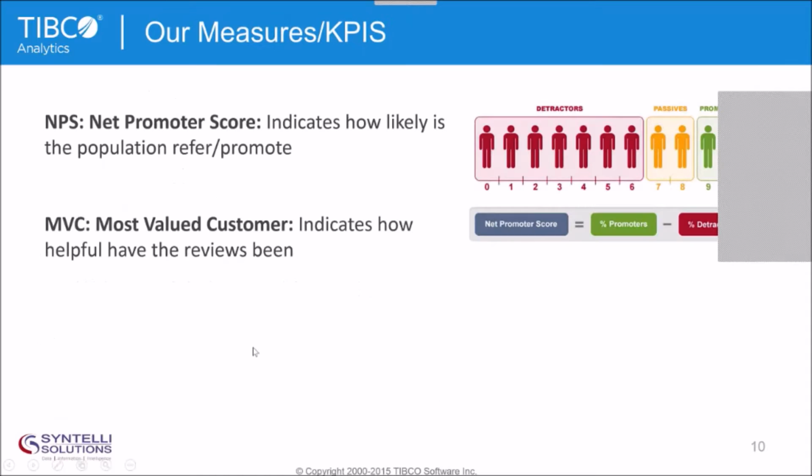There are two KPIs that we'll be tracking. These are our major measures that we calculate within our business. The first one is the Net Promoter Score, NPS. As most of you would know, NPS indicates how likely a customer is to promote or refer our restaurant to other users. And the other one is MVC, Most Valued Customers.